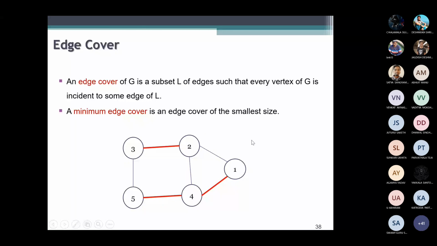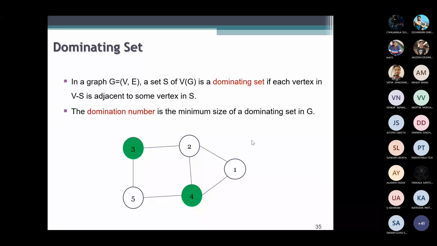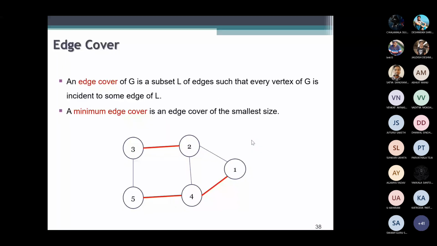As we have discussed, finding the minimum vertex cover and finding the minimum dominating set are NP-complete problems, but finding a maximum matching or finding a minimum edge cover is not NP-complete. They are in P, so polynomial time algorithms exist for them.